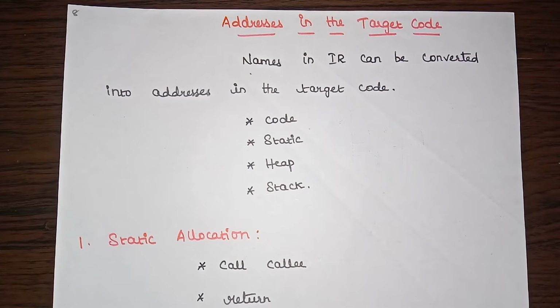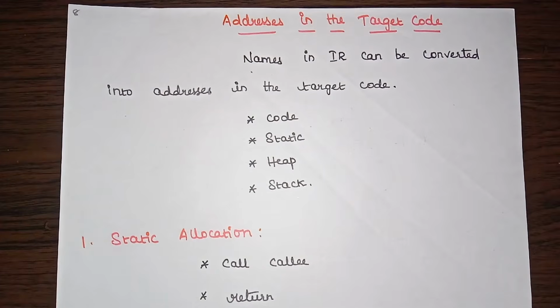In this session, we are going to discuss addresses in the target code. That is, here we are going to show how names in the intermediate representation can be converted into addresses in the target code. So just by looking at the code generation for simple procedure call and return statement using static allocation and stack allocation, we are going to see how the names are converted into addresses.